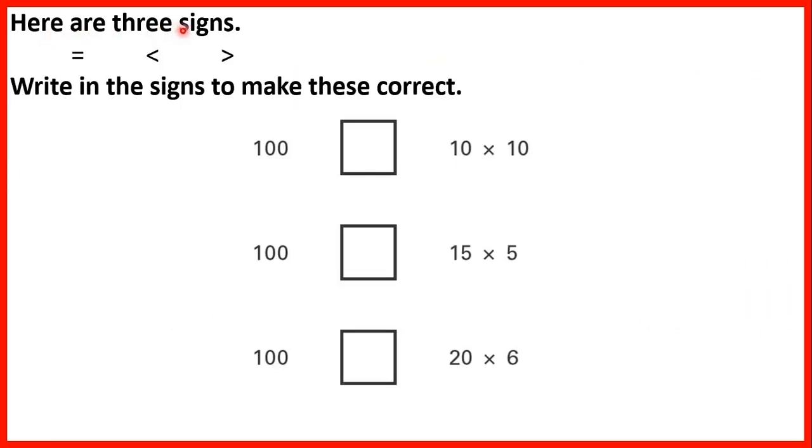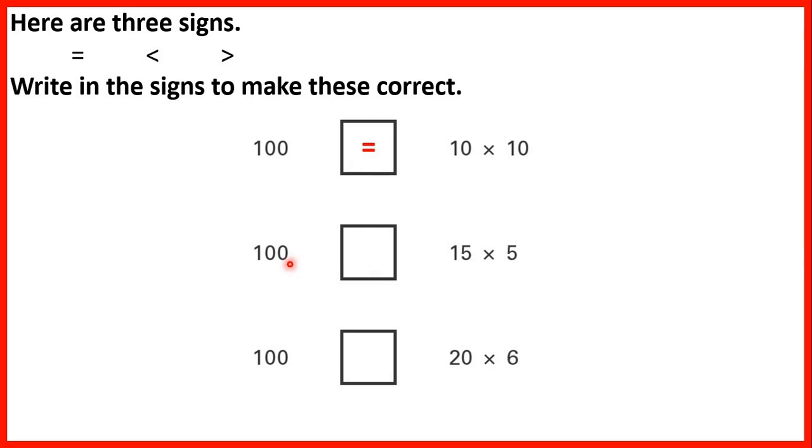Here are 3 signs. We have equals, less than, and greater than. Write in the signs to make these correct. So first we need to compare 100 and 10 times 10. Now 10 times 10 is 100, so we need an equal sign here.